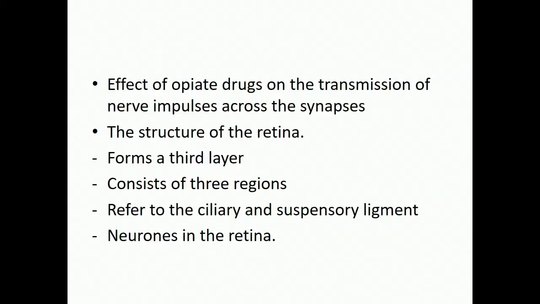We look at the structure of the retina. The retina is a structure that is found in our human eye. Not only the human eye, all mammalian eyes have a structure called the retina. In terms of structure, it forms the third layer of our eyes, if we look at the layers from outside into the eye. It consists of 3 regions. Also, further in front, it is attached to the ciliary body and suspensory ligament. There are also neurons that are found in the retina.